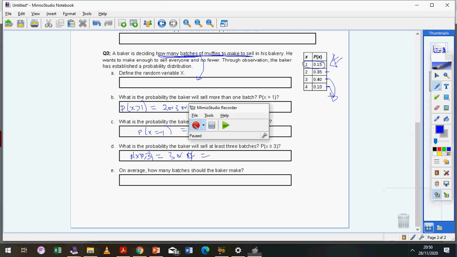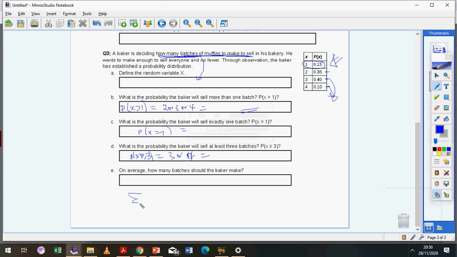And lastly, on average, how many batches should the seller make? The average from a PDF is given by finding the sum of all X values times the probability of X equals X. So you're going to multiply 1 times 0.15 plus 2 times 0.25.